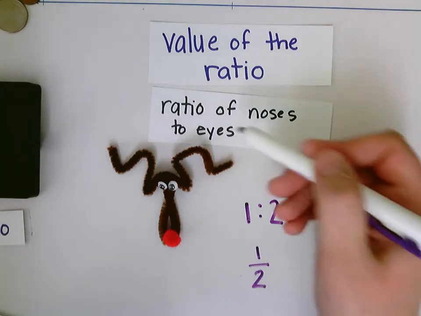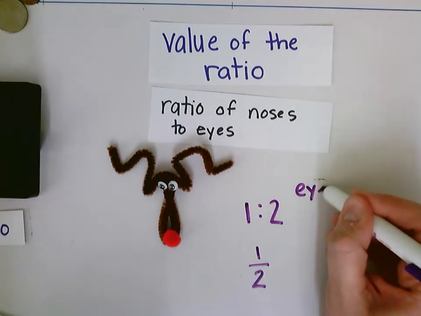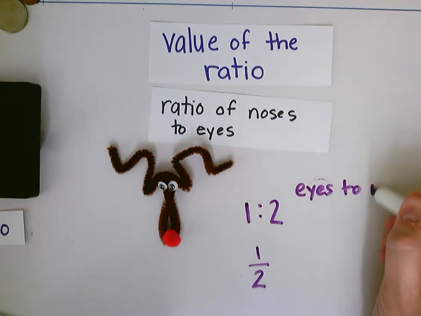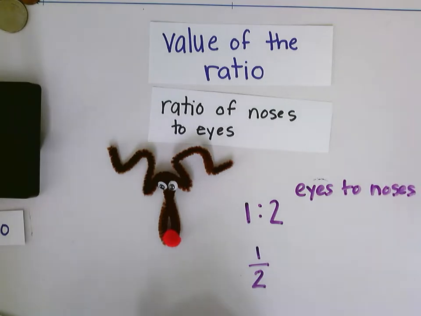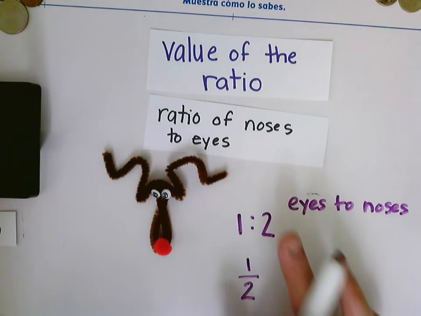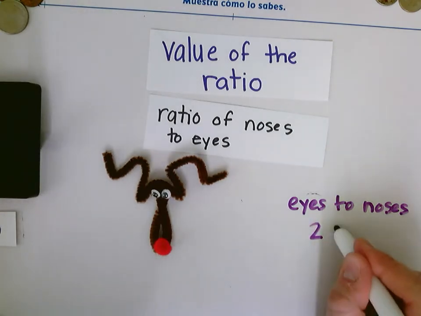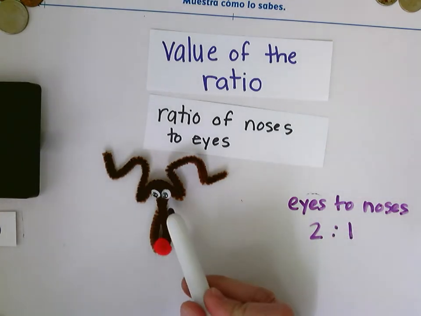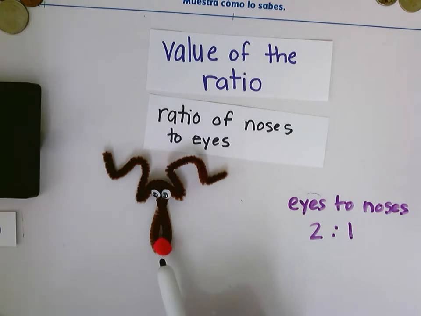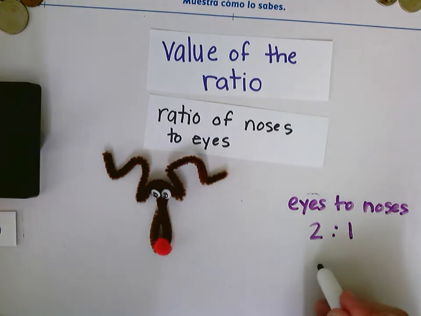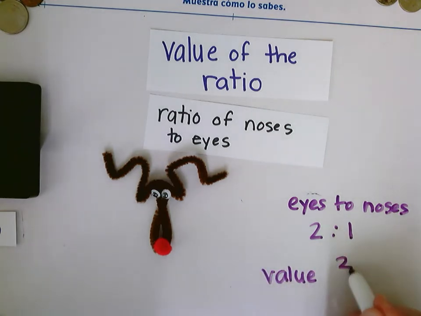If I was going to do the ratio of eyes to noses, that ratio would be 2 to 1. There's 2 eyes for every 1 nose. And then my value would be 2 over 1, which we could say is equal to 2.